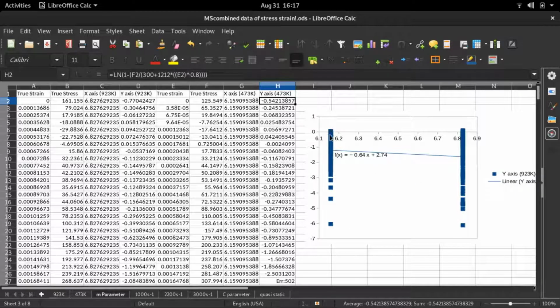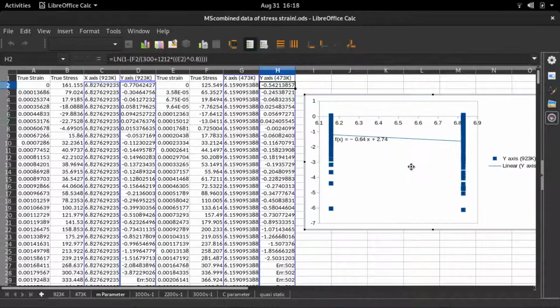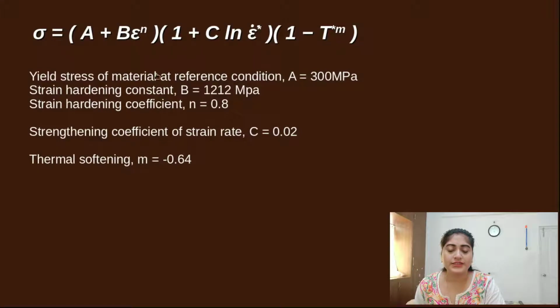Because only the y-axis value will change, as in the x-axis the value is the same for a particular temperature. So two temperatures are there, and if I fit the trend line here like this, this is our trend line and it shows the slope. This is showing minus 0.64 and plus 2.74. So this is showing your M value. So M equals minus 0.64. Okay, now this is our final.